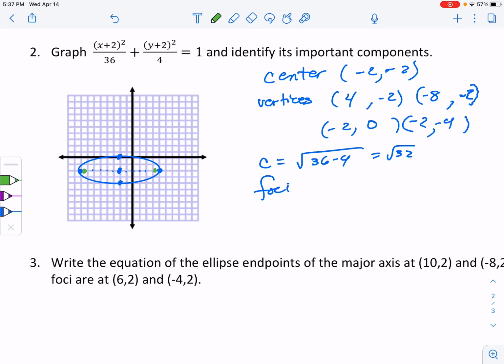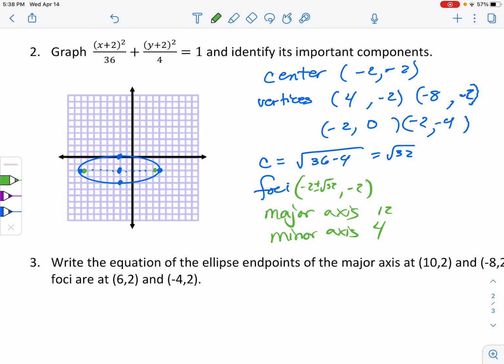But it's the x value that changed. My y didn't. My y is still negative 2. My x went from negative 2 plus or minus the square root of 32. Okay, so I have the foci and the vertices. Oh, and I need to know how long the major axis is and the minor axis. The major axis is 12, the minor is 4. Done.